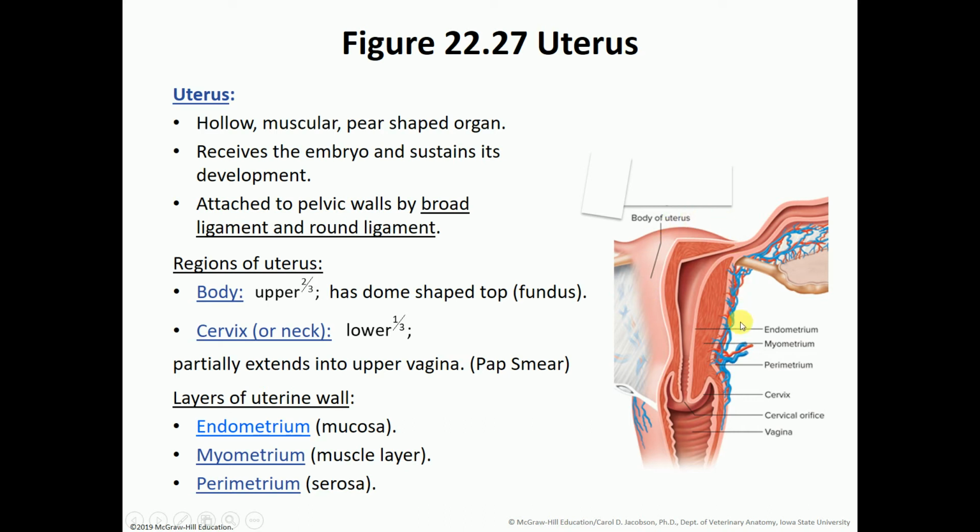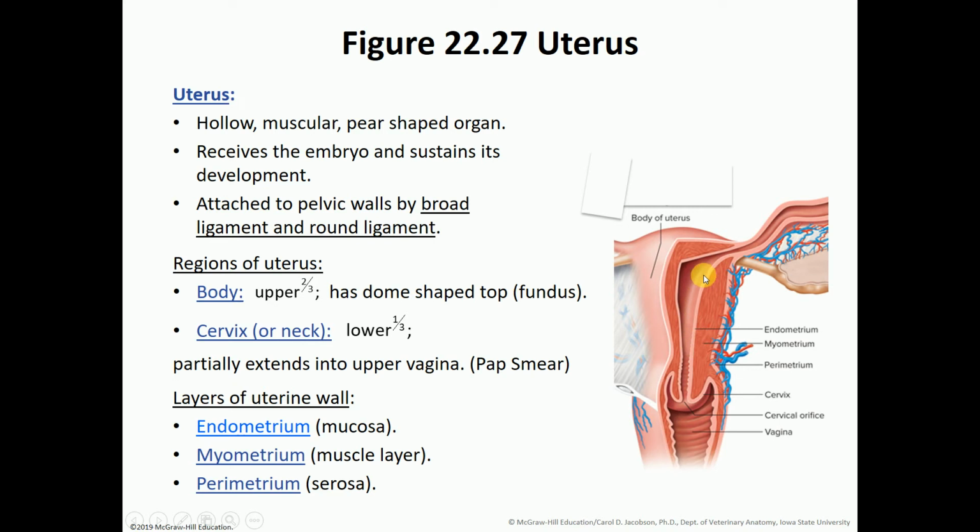As for the regions of the uterus, the majority of the uterus is made out of the body. Okay, it makes the upper 2/3 of the uterus, including that dome-shaped upper part known as the fundus. The lower part of the uterus is known as the cervix, and that projects into the upper part of the vagina. The uterus has 3 layers.